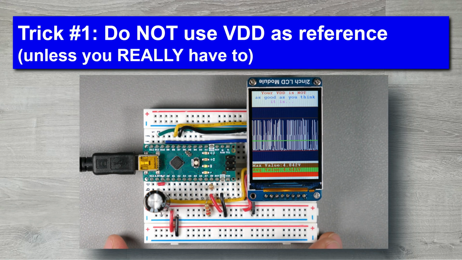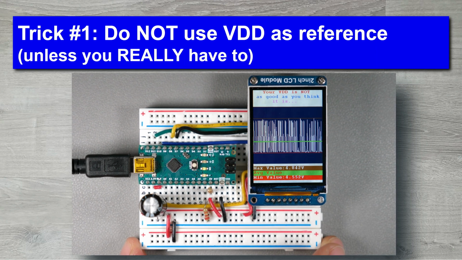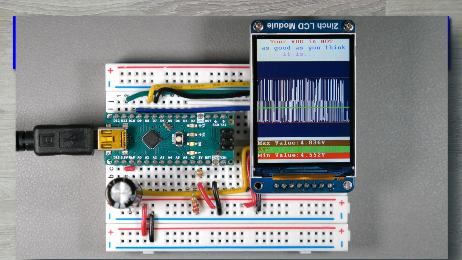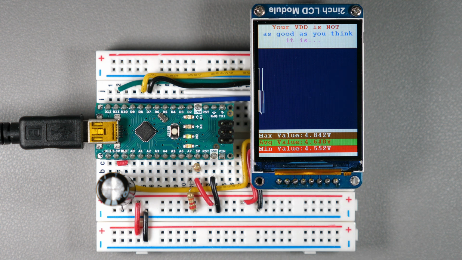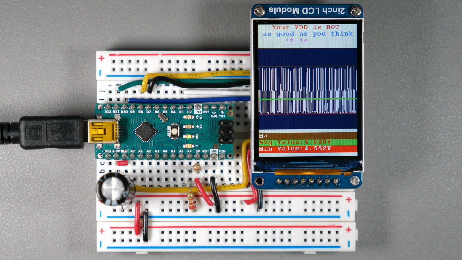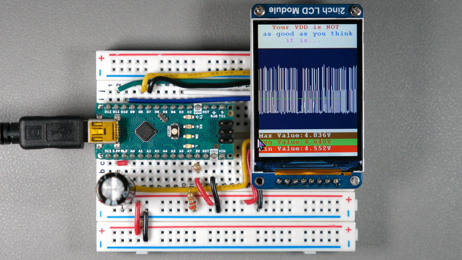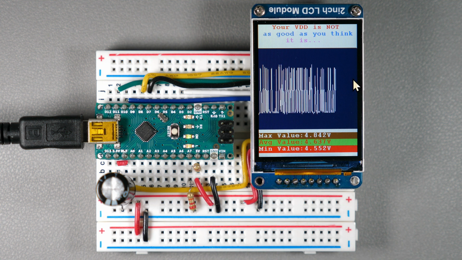So let's talk about trick number one, which is do not use the VDD as your reference unless you really have to. By default, the Arduino library uses the VDD as ADC reference. And that is very convenient. The only problem is the VDD is usually not a very high quality signal. In this particular example, what I'm showing here is an Arduino Nano measuring its own VDD and displaying it onto this LCD screen. So as you can see here, using VDD as reference has two problems.